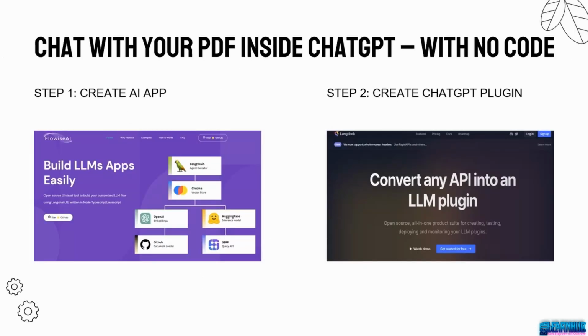In this tutorial, we're going to show you how to chat with your PDF data right inside ChatGPT itself without writing one single line of code. This will be done in 2 steps. The first step will be to create the AI application that understands your private PDF file, and the second step will be to create the ChatGPT plugin itself. We'll be using 2 tools, Flowise AI for step 1 and LangDoc for step 2.